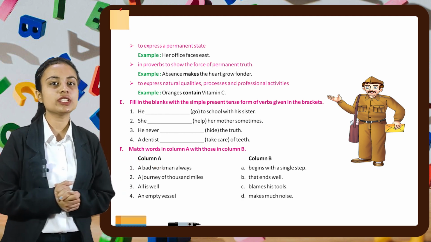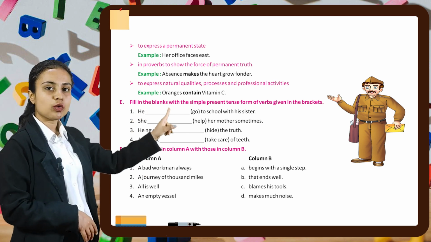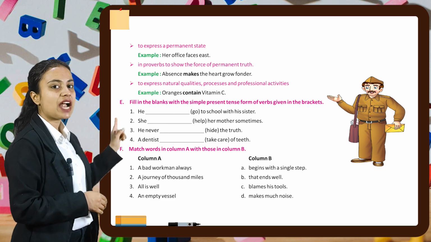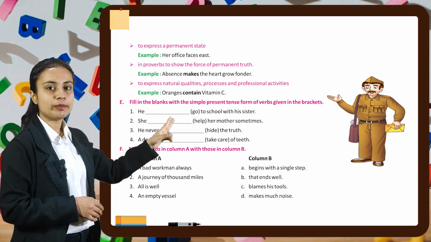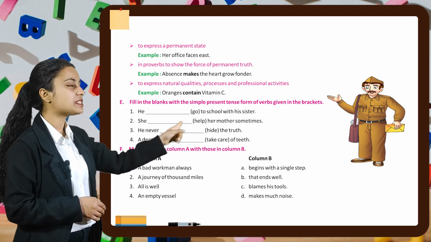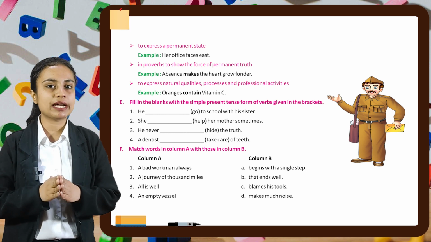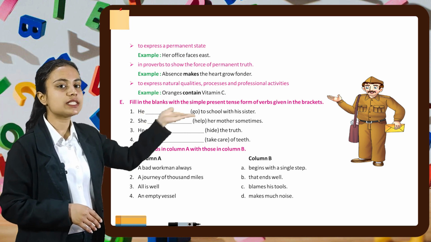Let's see another question. In this question, we have to match words in column A with those in column B. Now, let's see the first one. A bad workman always. So the correct option will be C, blames his tools. Now, the next part is a journey of 1,000 miles. The correct option will be A, begins with a single step.